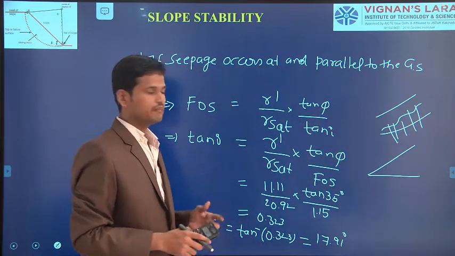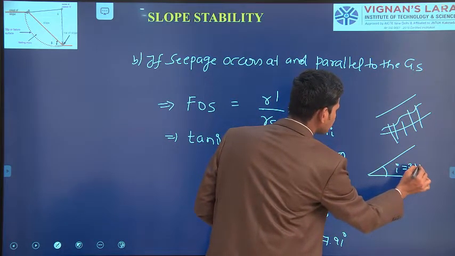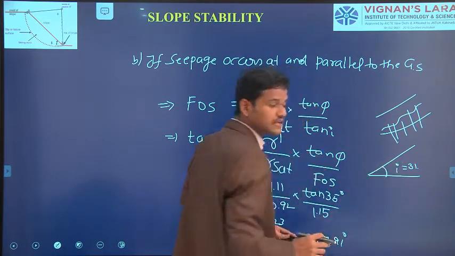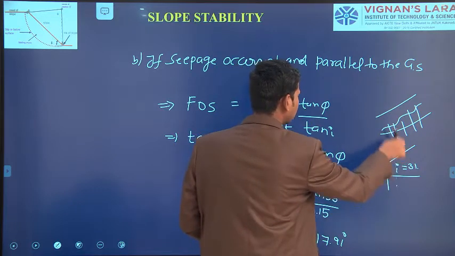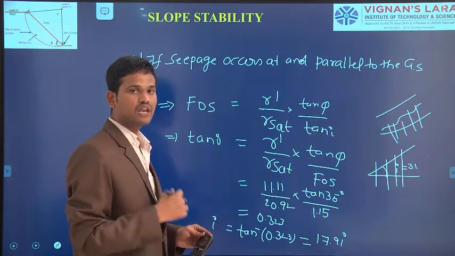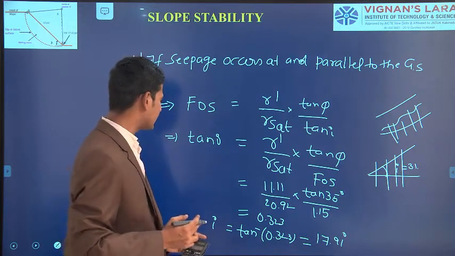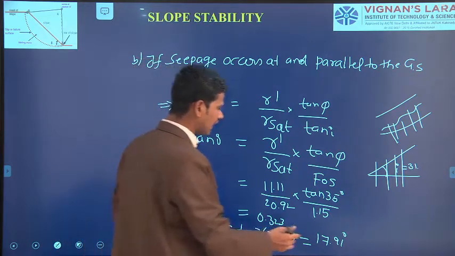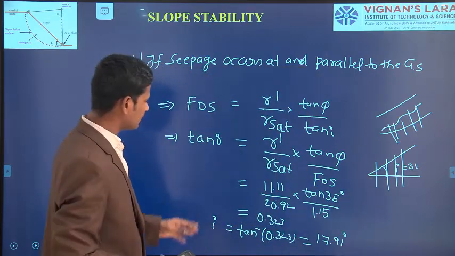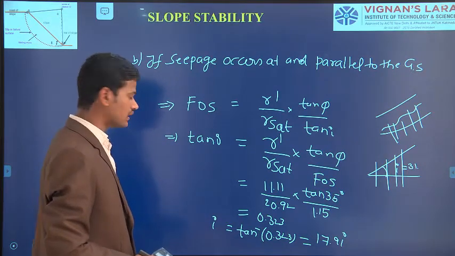In the first condition, we have discussed all the parameters given in the problem. By substituting all parameters, the safe angle of inclination for the soil we have got is around 31.3 degrees. Again, if you consider the same parameters when the seepage water occurs at and parallel to the ground surface, that means seepage water is entering into the soil. While seepage water is coming into the slope, what is the safe angle they asked to calculate? That safe angle i equal to 17.91 degrees when the soil mass is in a steady seepage condition. This is the second problem they asked in the question.